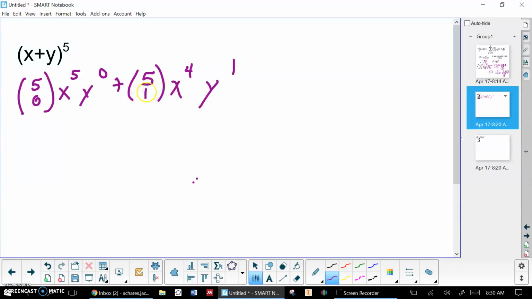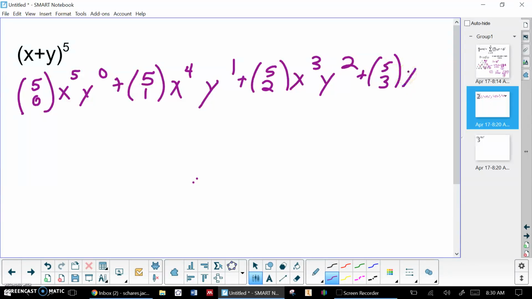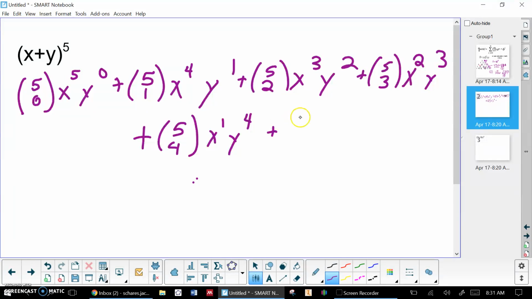So first term, second term, our next term is going to be 5 choose 2. Now we've got x to the third, y to the second. When we're going through these, the x term is going down and the y term is going up. So 5 choose 2, x to the third, y squared. Then we've got 5 choose 3, x squared, y to the third. Next term will be 5 choose 4, x to the first, y to the fourth. And then 5 choose 5, x to the 0, y to the fifth.